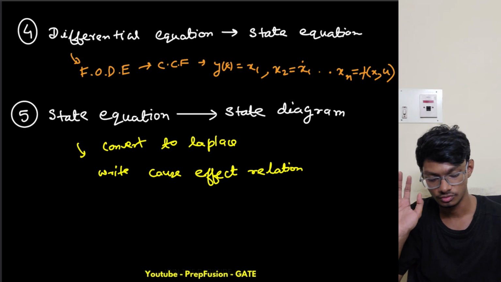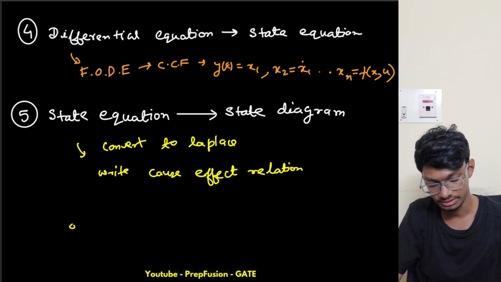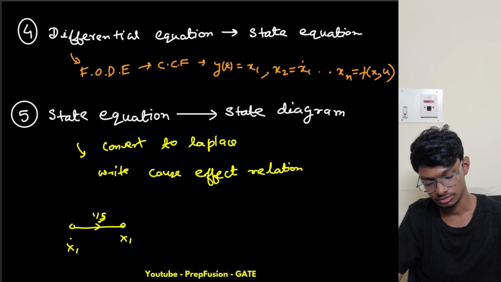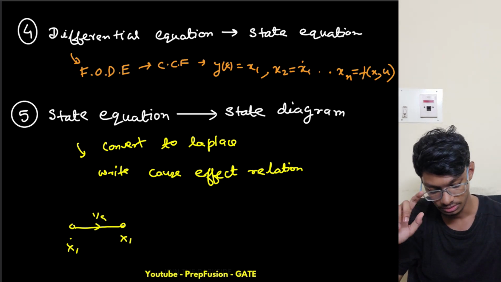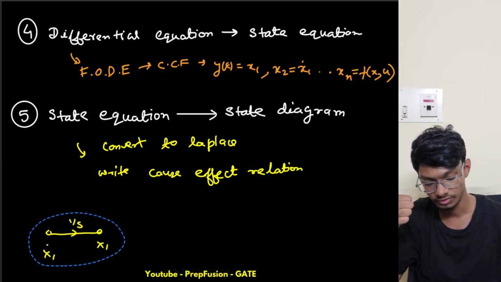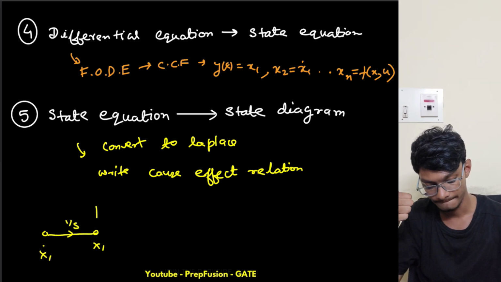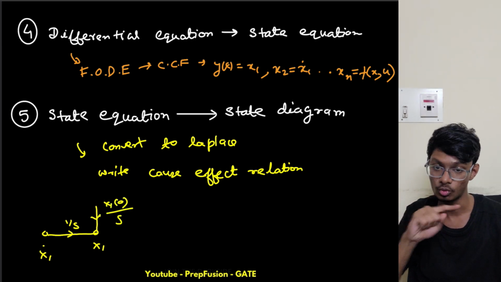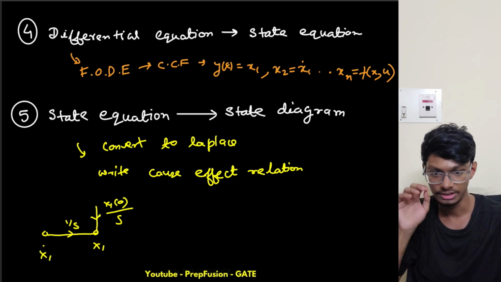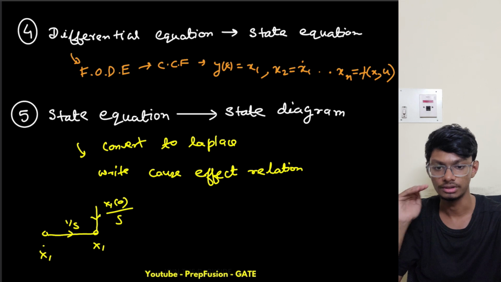So how did we used to do it? Basically, let's say I have a state variable here, this is x1, and this is x1 dot, and this is, let's say, 1 by s. One more thing I have to do is take care of the initial conditions. The initial conditions will lie just above the state variable, right? x1 of 0 above s. Just go back to the notes. You will see that my initial conditions will lie just above the state variable.